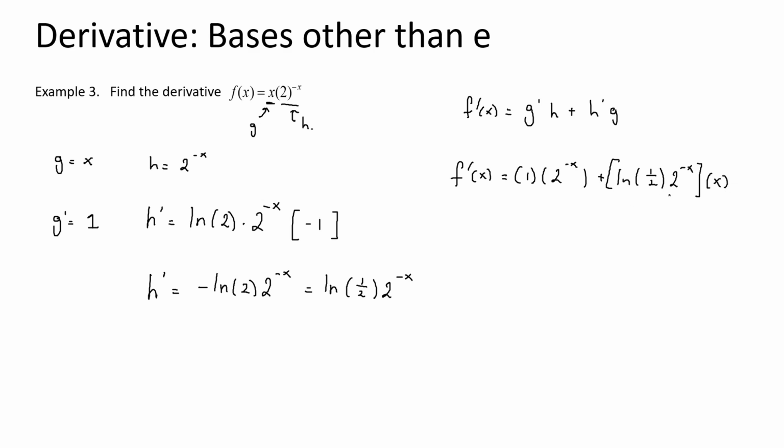Now we do have something in common, so I'm going to factor that out, and that will be our answer. So f prime of x is equal to 2 to the negative x power times (1 plus x times ln of 1 half).